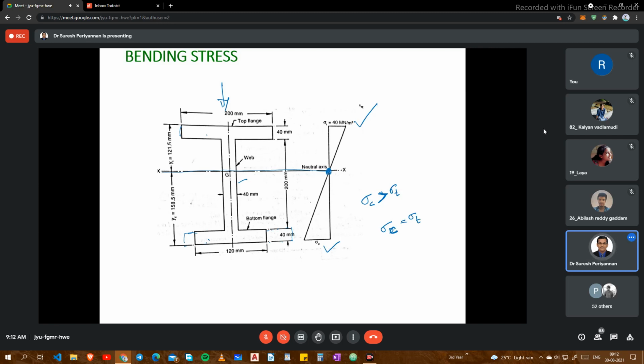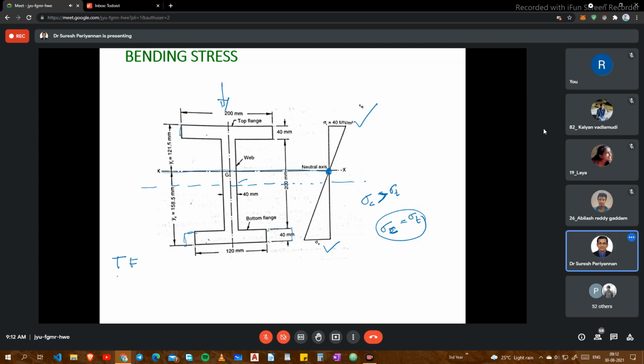Now if both the top flange and bottom flange are the same size, identical in dimension, then your neutral axis lies at the middle of the beam, the middle of your component. Hence both sigma c and sigma t will be the same. Okay. Now, you might have studied this; I would like to give a brief explanation.